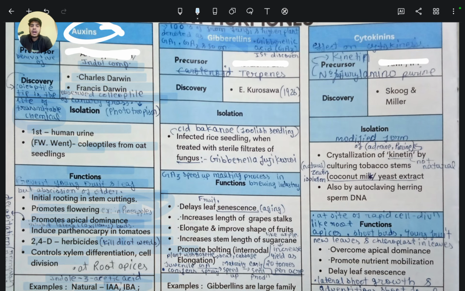Gibberellin: hundreds of gibberellins from fungi and plants are denoted as GA1, GA2, GA3, and so on. Gibberellic acid is GA3, which was first discovered. It is a precursor or derivative of terpenes. Discovery was by E. Kurosawa in 1926. Isolation was from infected rice seedlings, in which the disease bakanae was caused. They were treated with sterile filtrates of fungus, for example Gibberella fujikuroi.